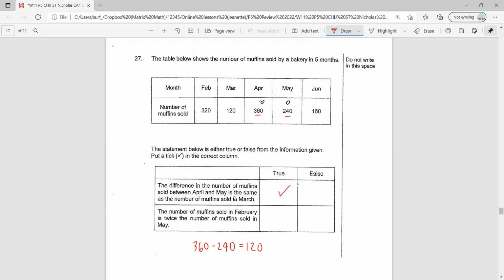Then this one, the number of muffins sold in February is twice of May. February, is it twice of May? If you do a mental calculation, twice of May will give us 480, right? So not true, false.